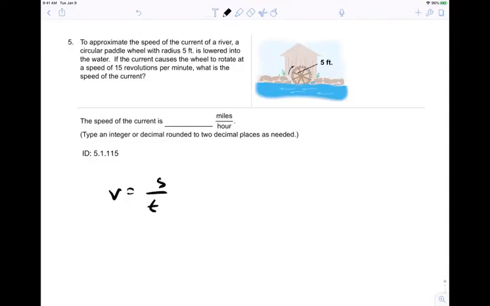Approximate the speed of a current of a river. A paddle wheel with a radius of 5 feet is lowered into the water. The current causes the wheel to rotate at a speed. That sounds like angular speed, omega, 15 revolutions per minute. What is the speed of the current? Since they gave us the angular speed, instead of using s over t, we're going to use the other formula where linear speed is going to be, I forgot, just that quick.